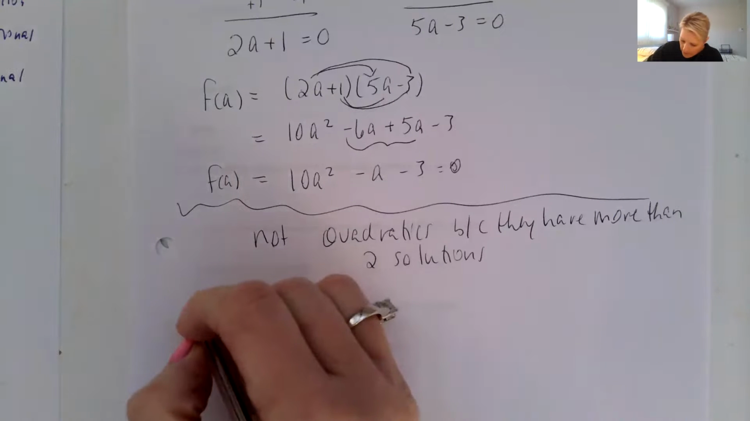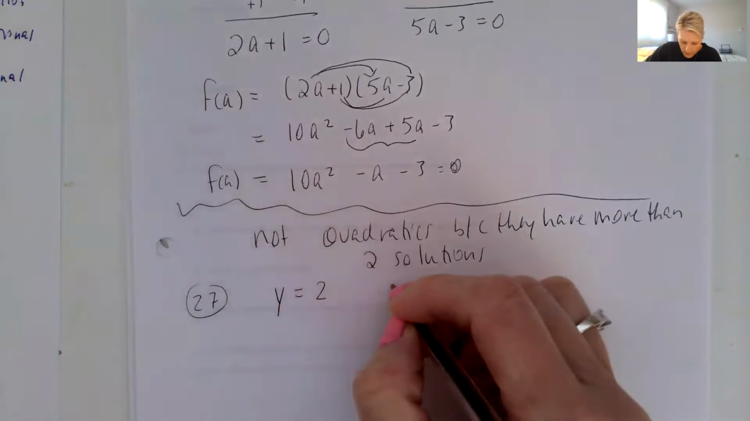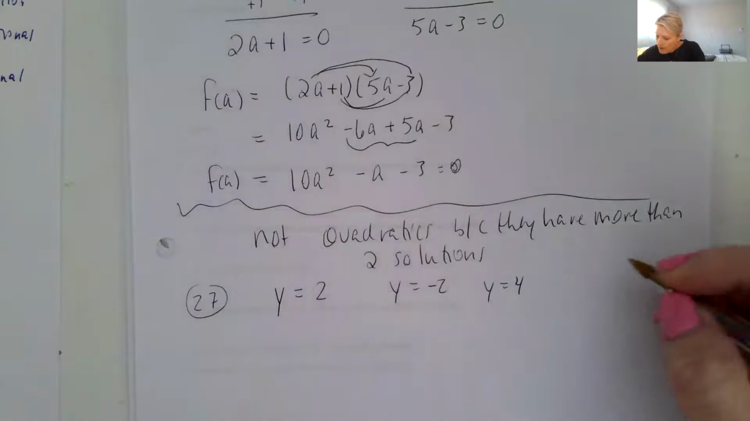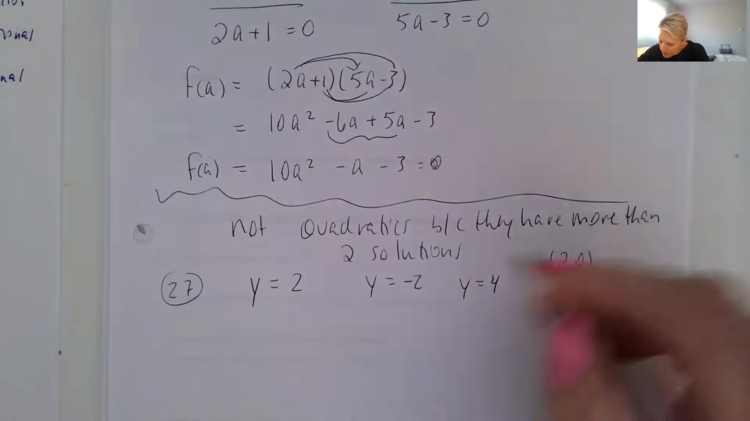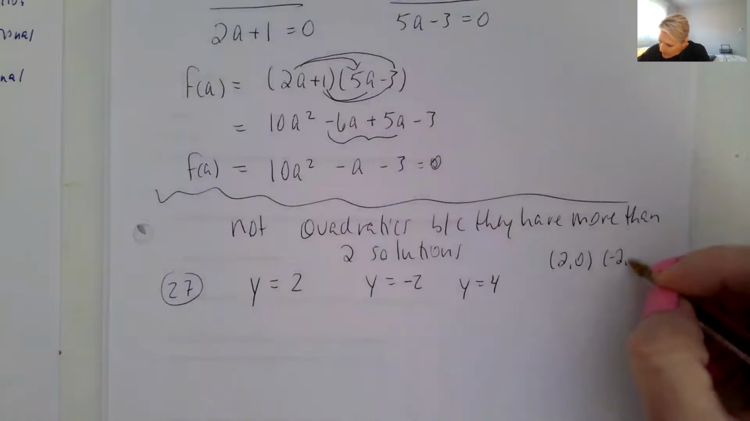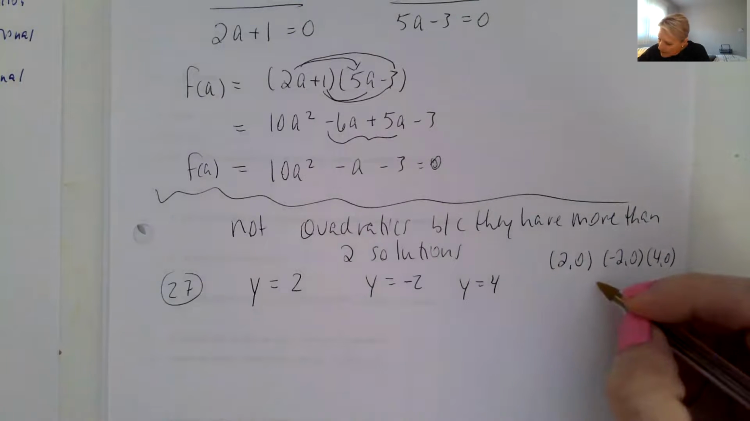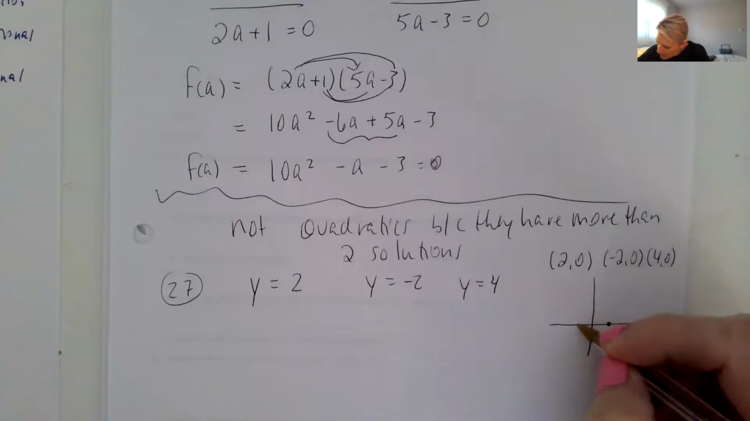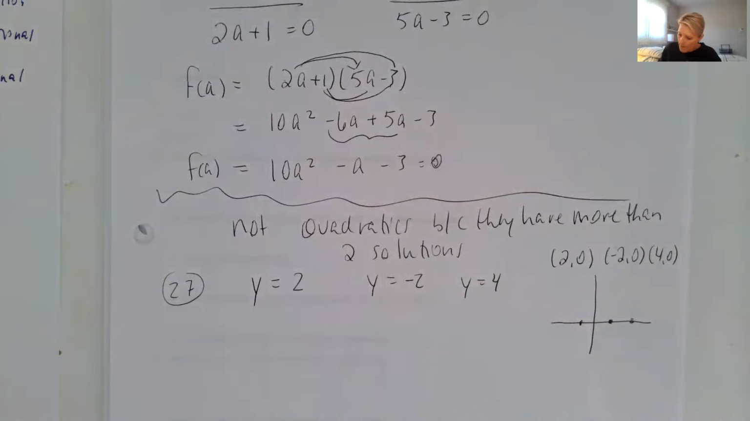Okay, so let's look at 27. 27 says it's an equation that has y equals 2 as a solution, y equals negative 2 as a solution, and y equals 4 as a solution. So that means that this graph would have the x-intercepts of 2, 0, that one, negative 2, 0, that one, and then 4, 0, that one. So if we put this on a graph, we would have 2, 0 here, and negative 2, 0 here, and 4, 0 here. So somehow it squiggles up and down. So we're going to see what that looks like.